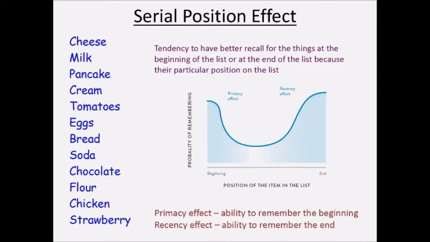There is a tendency to have better recall for the things at the beginning of the list or at the end of the list because of their particular position. The ability to remember the beginning of the list is called the primacy effect. On the other hand, the ability to recall items at the end of the list is called the recency effect.